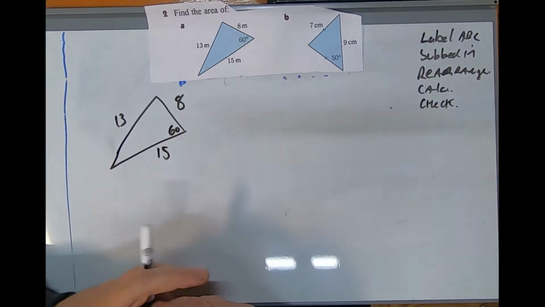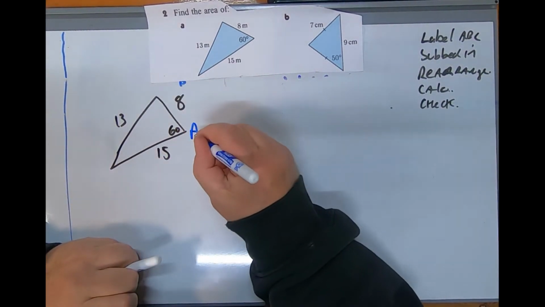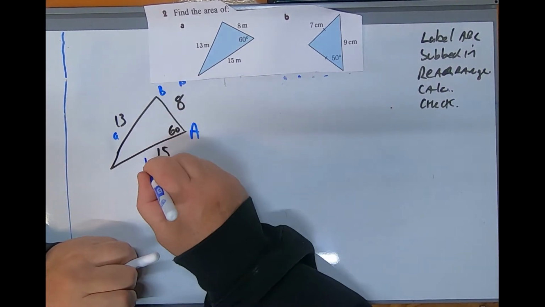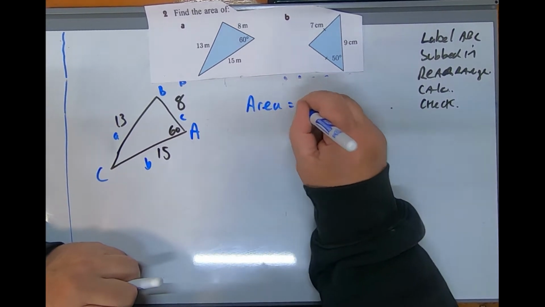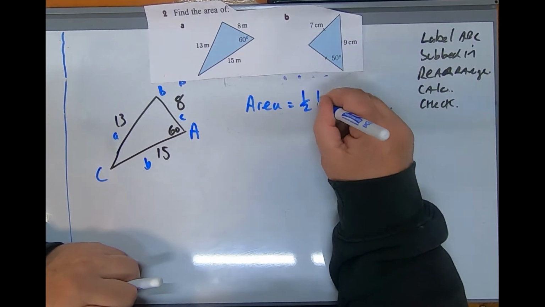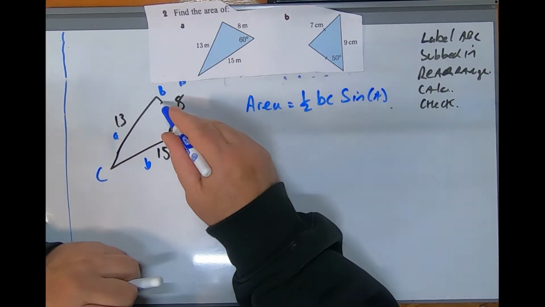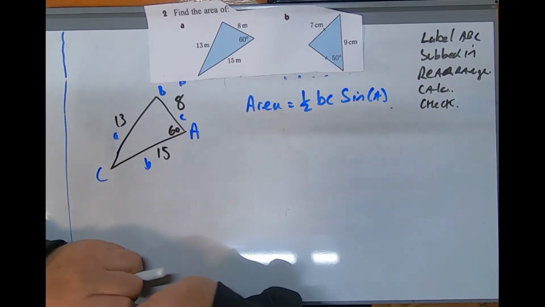Using my approach, I do believe I put the capital A where the angle is. A, little a. B, little b. C, little c. You write the formula: half bc sin A. Right, so it's the side times the angle in between. What's the difference with this question?